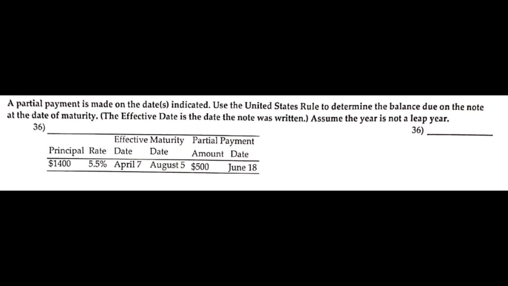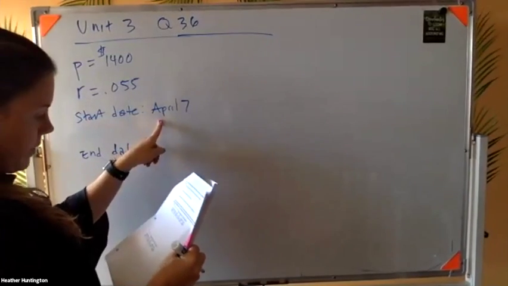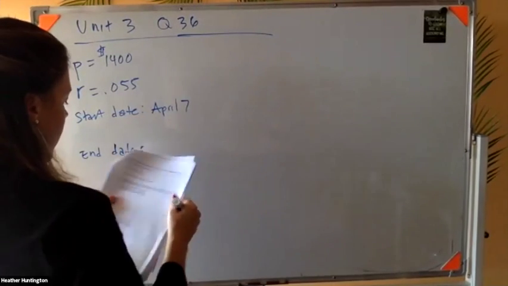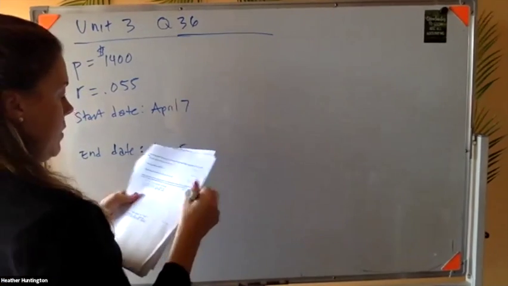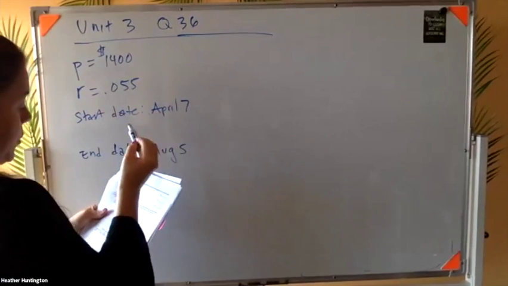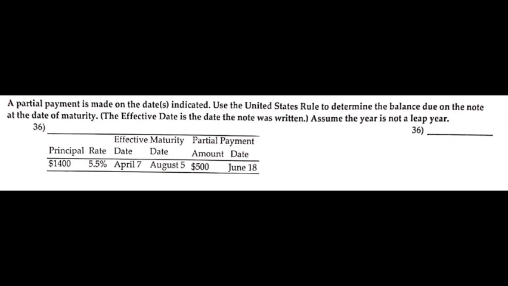April. First, we have to understand what's going on here. So this loan starts on April 7th. It ends on August 5th. And then whoever makes some partial payment on June 18th. And this amount is $500.